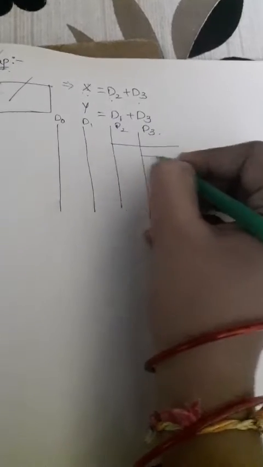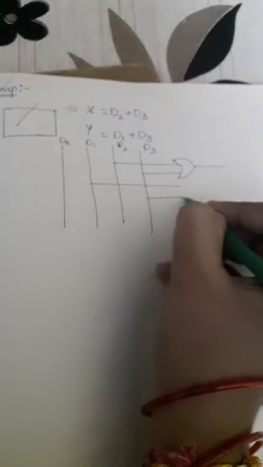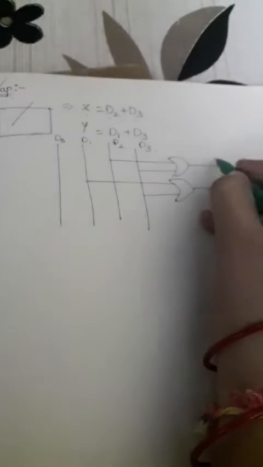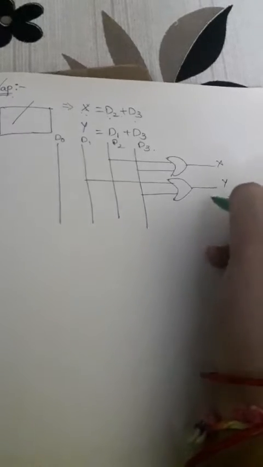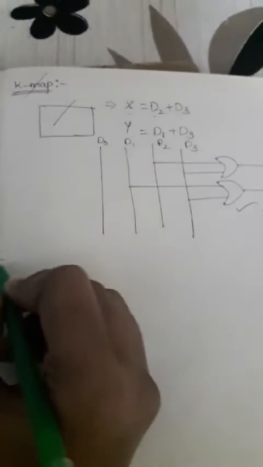X is nothing but D2 plus D3. D2 plus D3. That means in between there is the OR operator, no, directly we will take it as an OR gate, addition operation. So next y is nothing but D1 plus D3. D1 and D3, in between we are having addition, no, so directly we will take it as OR operator. So this is x and this is y. So this is the logic diagram for this 4/2 encoder. Okay, so like this way you can solve the next encoder, that is 8/3 encoder.